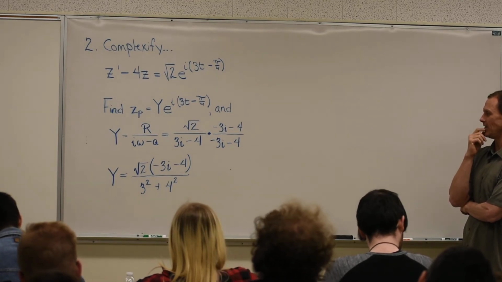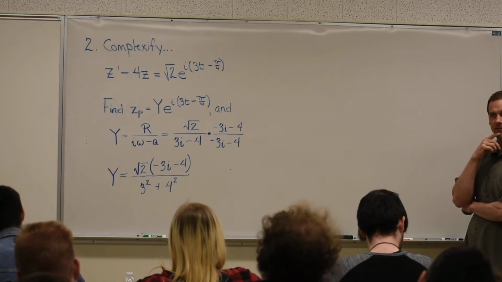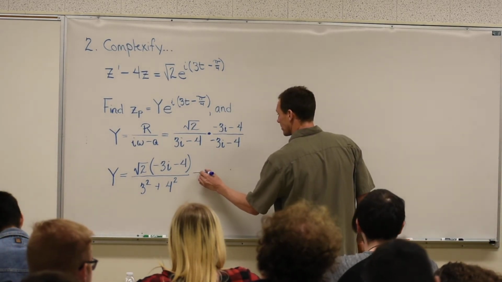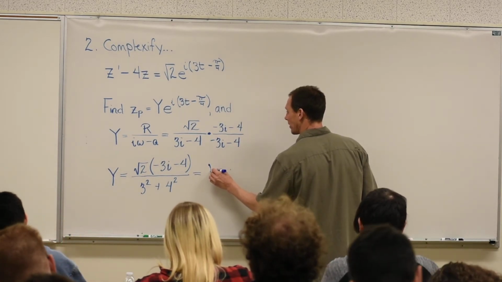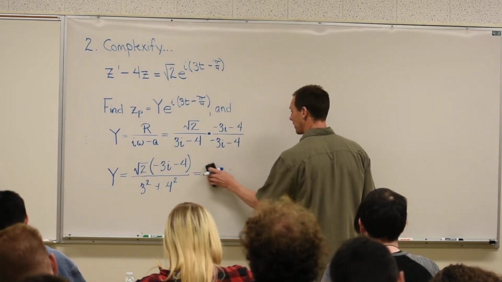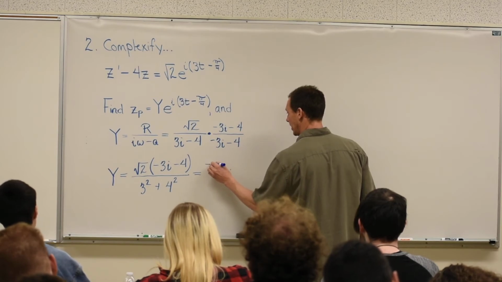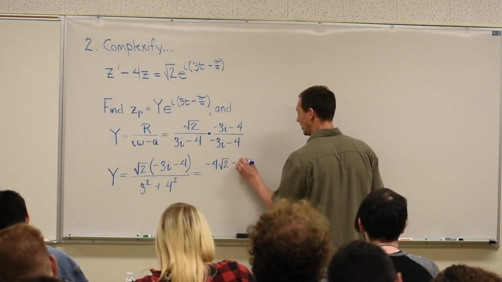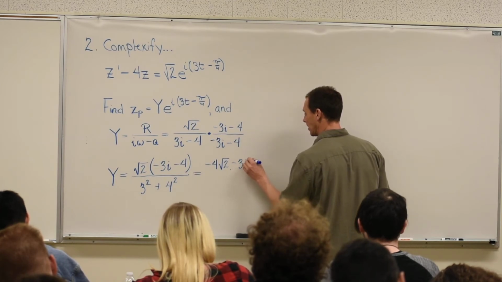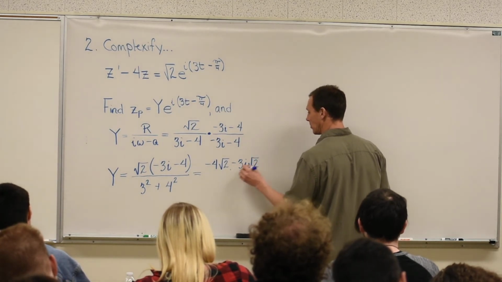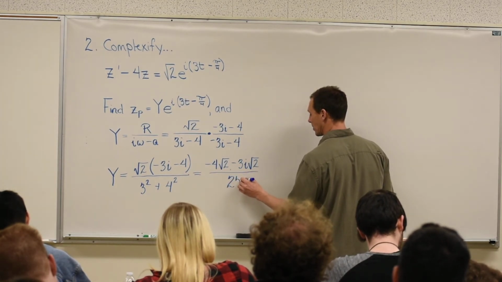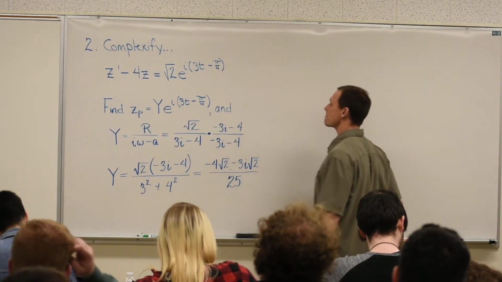What is that, 9 and 16? 25. Is that right? So let's just write it this way. I have negative 4 square root of 2 minus 3i square root of 2 over 25.